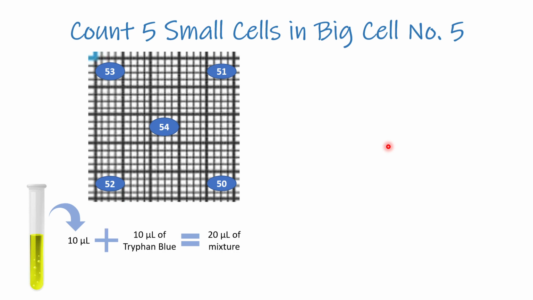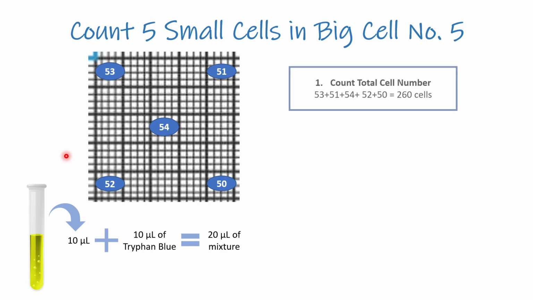This is the example here. Within this big cell number 5, we have 25 small cells, and we are counting with the first method, which is we count only 5 small cells. So small cell number 1 has 53, the other one has 51, the other has 54, 52, and 50. The dilution factor is the same, it's 2, and for the explanation of dilution factor, please refer to my video before. Okay, so what do we do now?